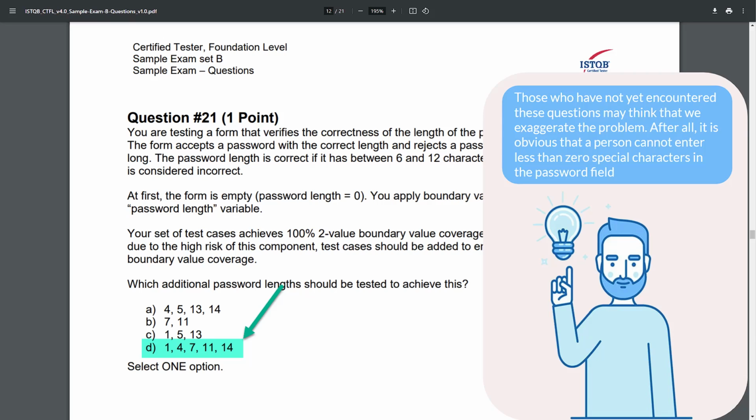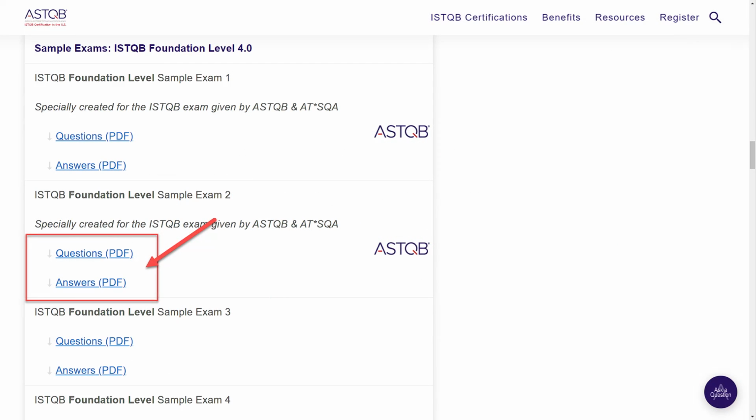Those who have not encountered these questions yet may think that we exaggerate the problem, and after all, it's obvious that a person cannot enter less than 0 special characters in the password field. In fact, this is one of the most controversial issues, because some instructors and exam providers define negative values and values that exceed the maximum possible as boundary values, and other instructors and providers don't.